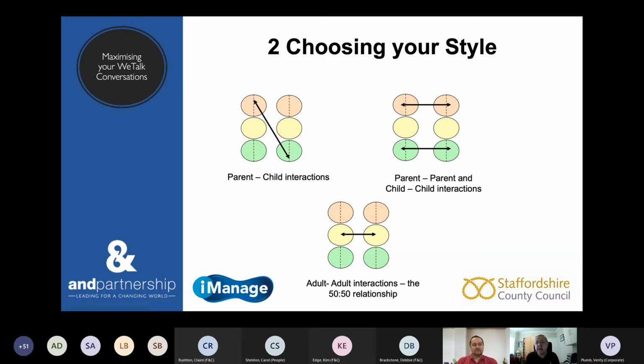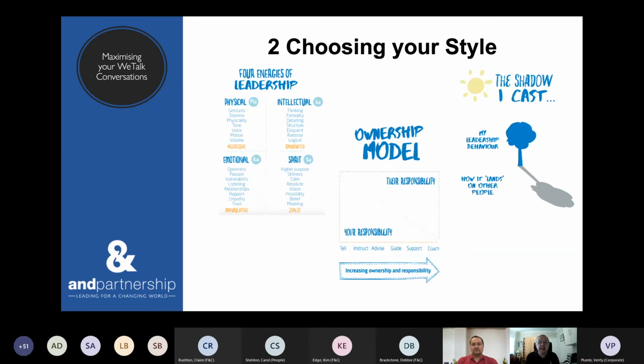Okay, so that's the first thing about choosing your style. The second thing is just a reminder. Hopefully most of you on the call are on the iManage program and will recognize some of these models. But thinking about these sorts of things before you go into a conversation can be really crucial.